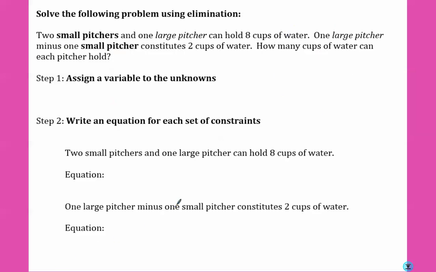Now on to our word problem. 2 small pitchers and 1 large pitcher can hold 8 cups of water. 1 large pitcher minus 1 small pitcher constitutes 2 cups of water. How many cups of water can each pitcher hold? So step 1, we got to assign a variable to each unknown. So I'm going to let x be the small pitcher and y be the large pitcher.